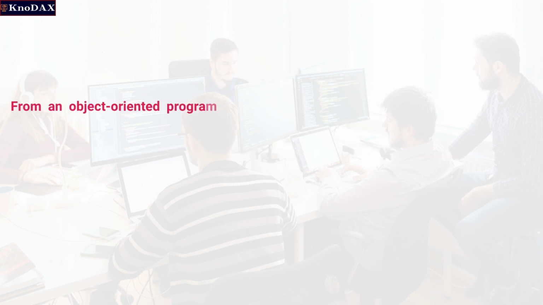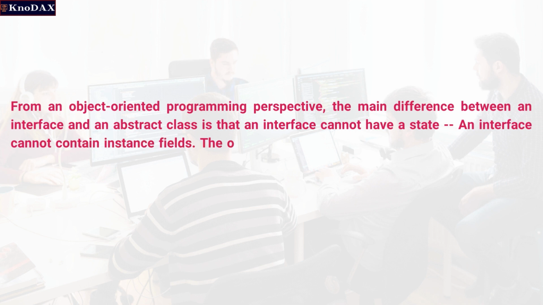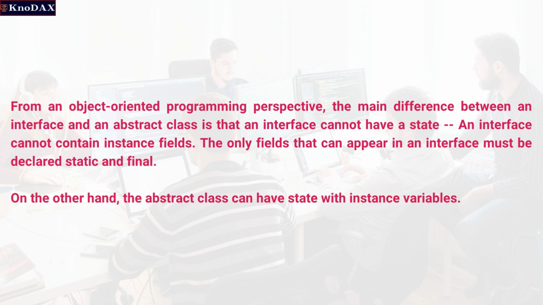What is the difference between an abstract class and an interface? From an object-oriented programming perspective, the main difference between an interface and an abstract class is that an interface cannot have a state. An interface cannot contain instance fields. The only fields that can appear in an interface must be declared static and final. On the other hand, an abstract class can have state with instance variables.